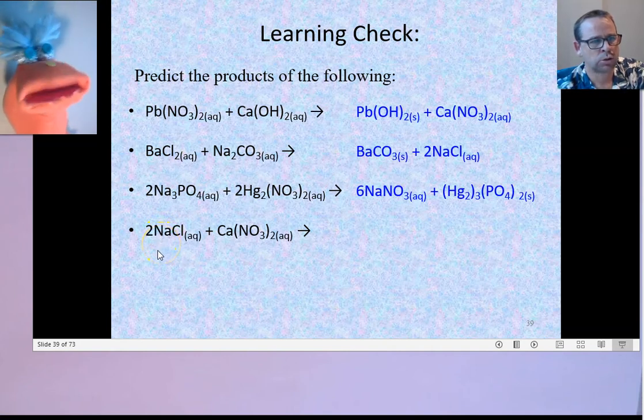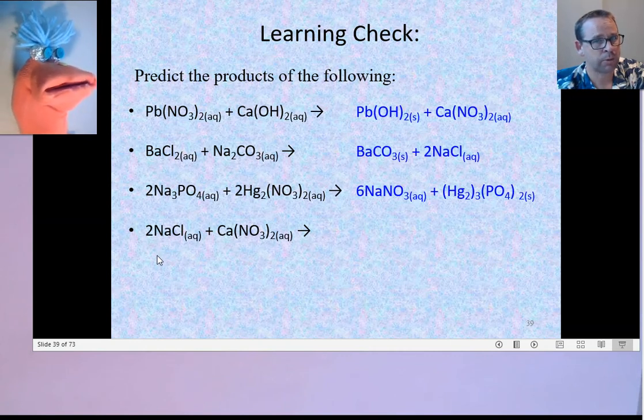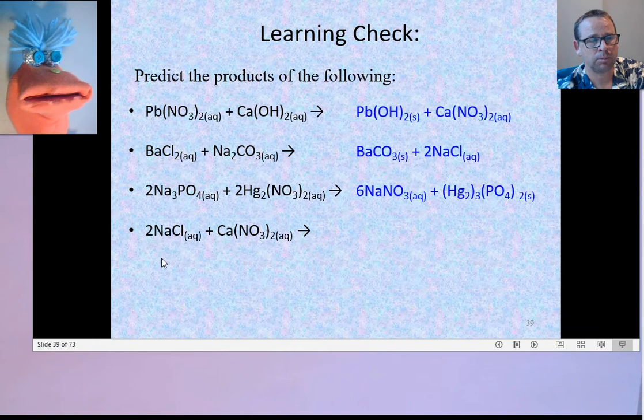Okay, now looking at this reaction here. We're going to get sodium nitrate and calcium chloride. And let me look at the solubility rules. All right, while Fred's looking, make sure everybody is looking at the solubility rules yourself and try to determine what the answers are. Don't push pause until you get your answer, okay?